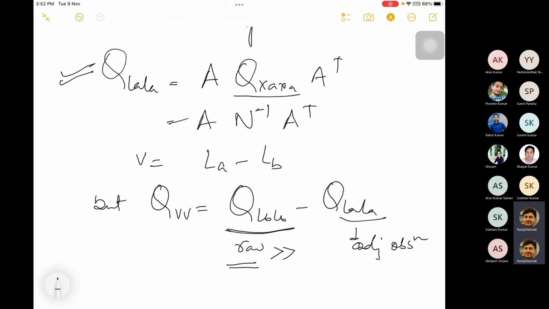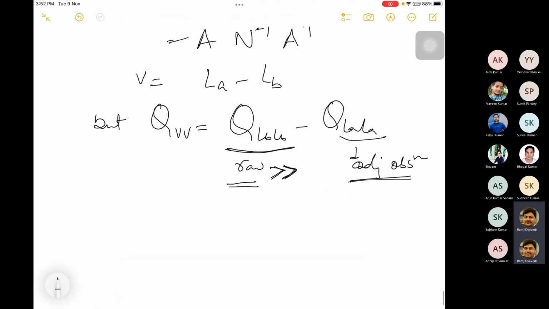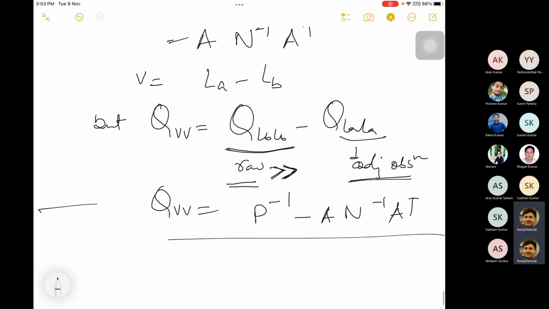When the error is reduced, the values also get reduced. The variance in the cofactor matrix of the raw observable would have larger error values compared to adjusted observation values. And that's why QVV is QLBLB, which is P inverse, minus QLALA, which is A N inverse A transpose. That is one way. That is the easiest way.